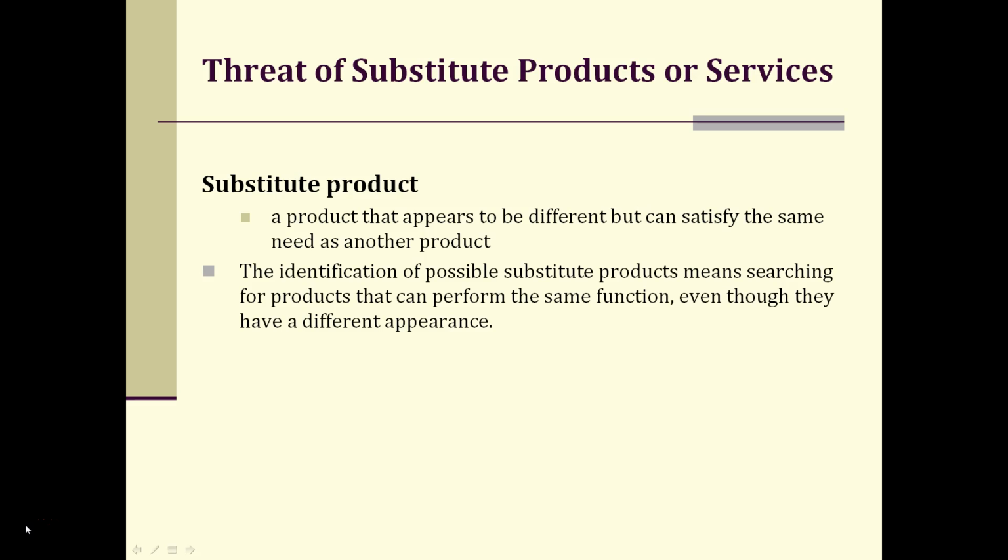So, a substitute product is a product that appears to be different but can satisfy the same need as another product. The identification of possible substitute products or services means searching for products or services that can perform the same function even though they have a different appearance and may not appear to be an easy substitute.